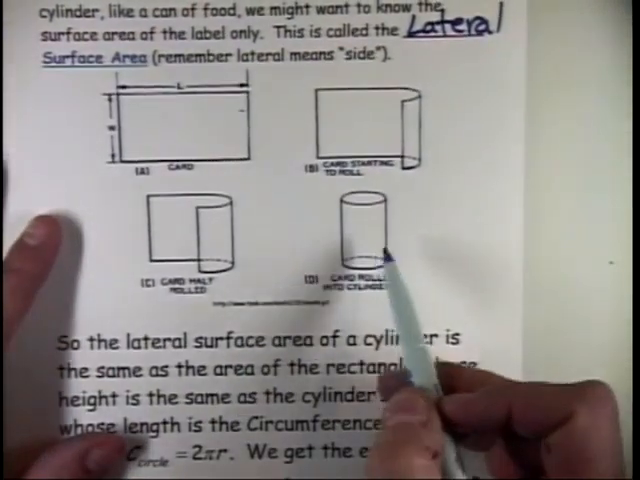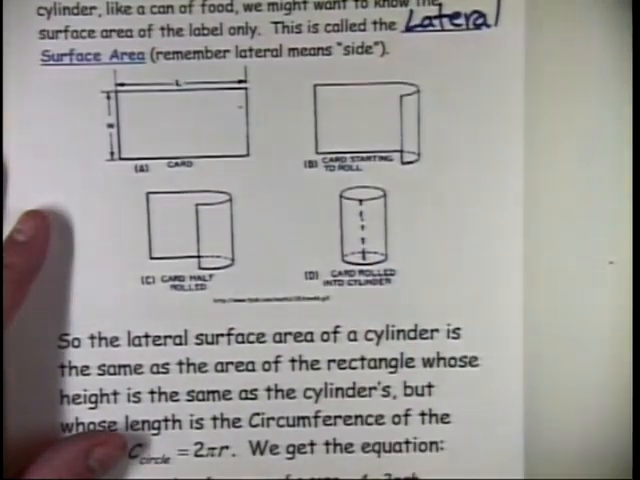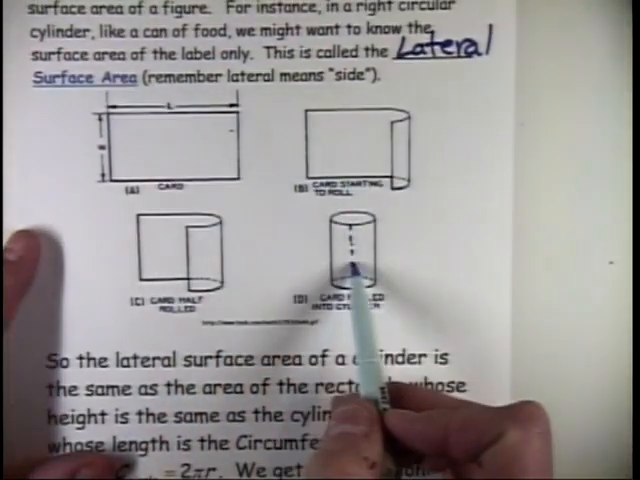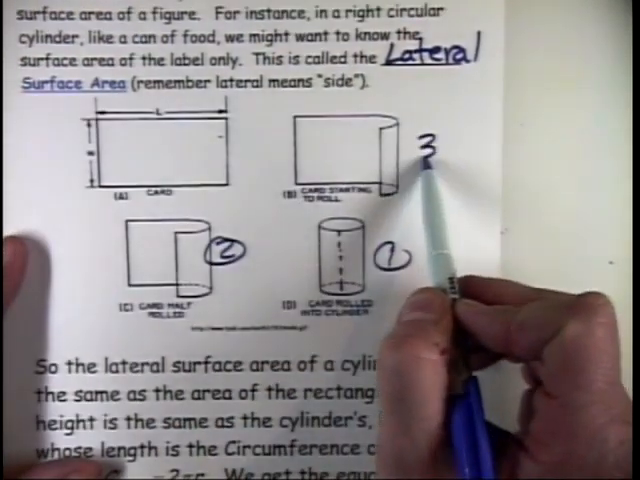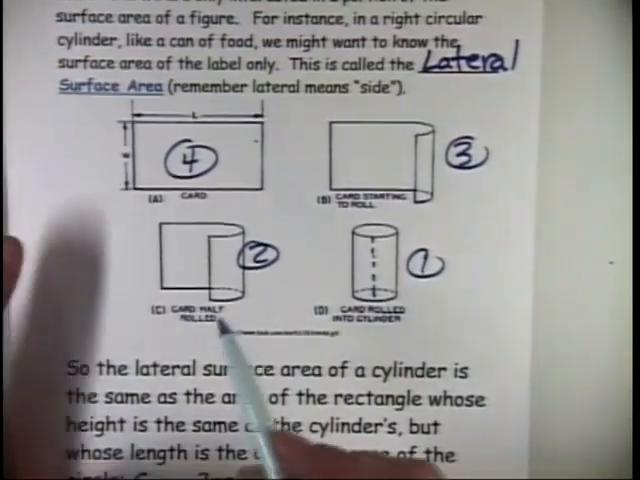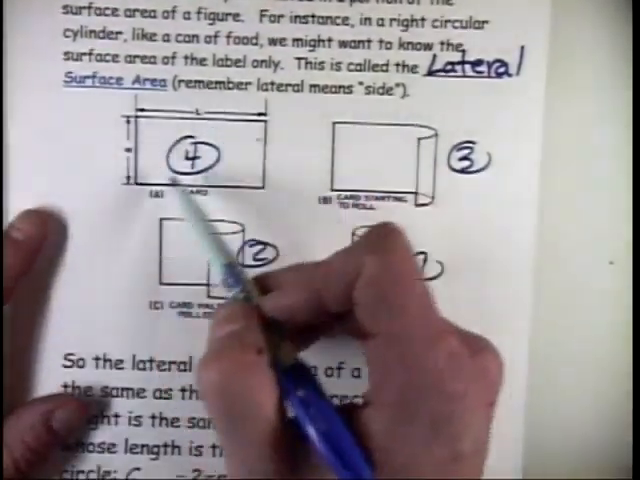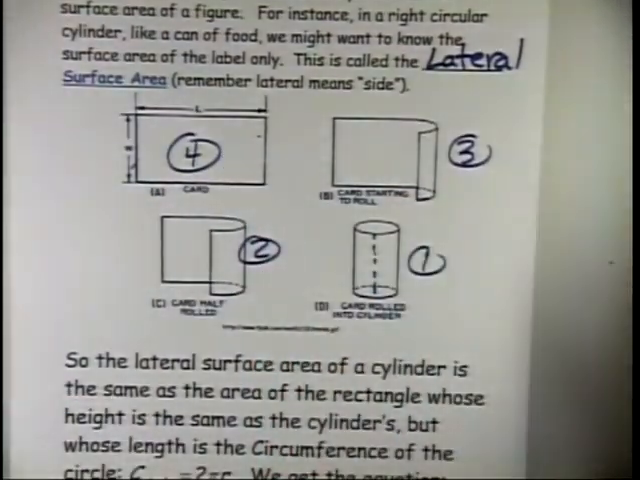So imagine we start with this. This is a cylinder. If I cut right down the side here and start peeling the label off, we'll do this in reverse. Let's say this is number 1. I start peeling off the label. Number 3, here's the label unfolded. It looks like a rectangle. Wow, okay. So this would be the lateral surface area of the cylinder. It's really just the area of a rectangle.